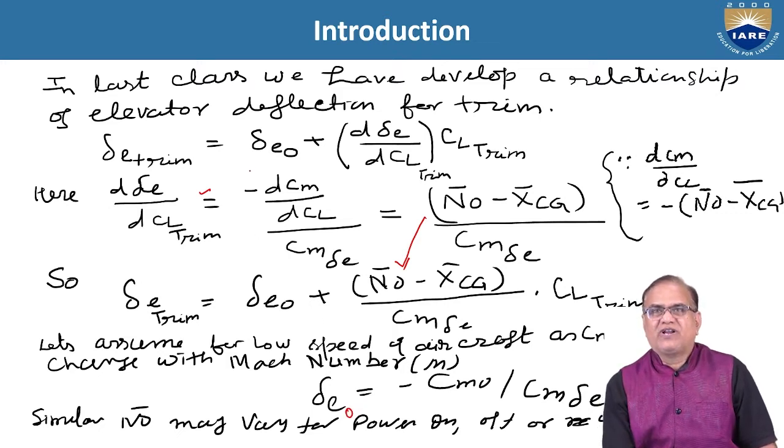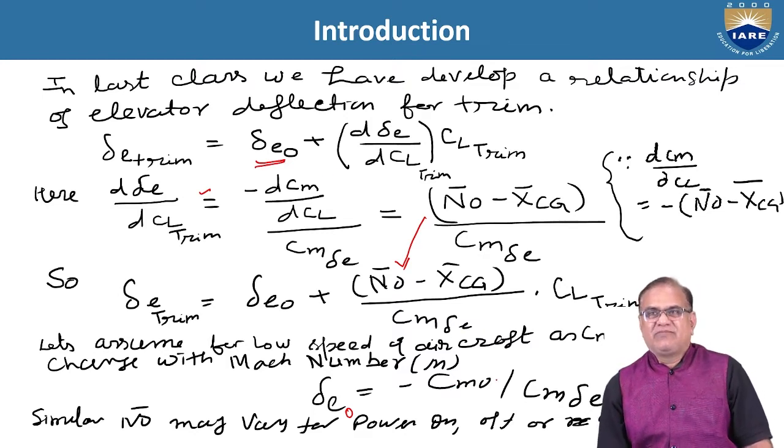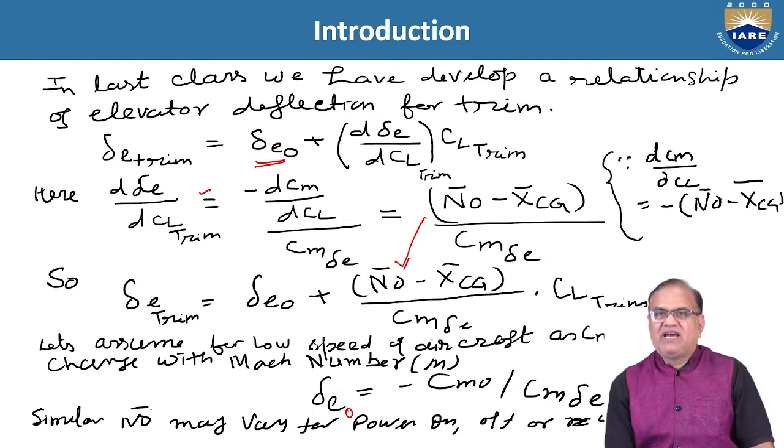This value, whatever is here, is equal to minus Cm naught divided by Cm delta E. Similarly, the neutral point may vary for power on, power off, or windmilling condition, as we have discussed in our earlier classes.